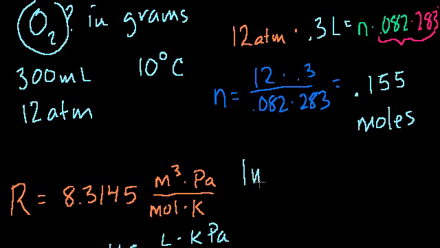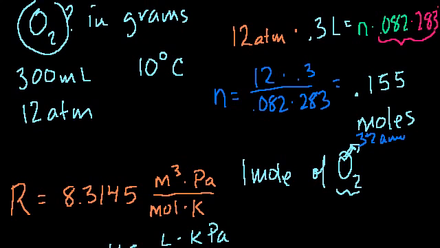Now, how many grams are in 1 mole of an oxygen molecule, O2? Well, we know oxygen's atomic mass is 16. One molecule of gaseous oxygen has 2 atoms in it, so it has an atomic mass of 32 atomic mass units. So its molar mass, its mass per mole, is going to be 32 grams.